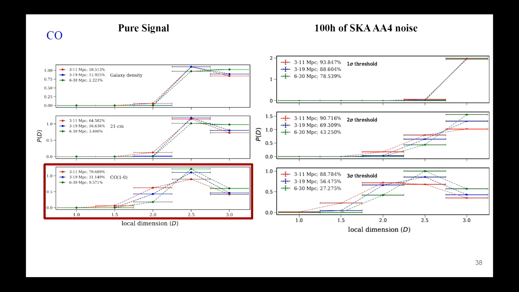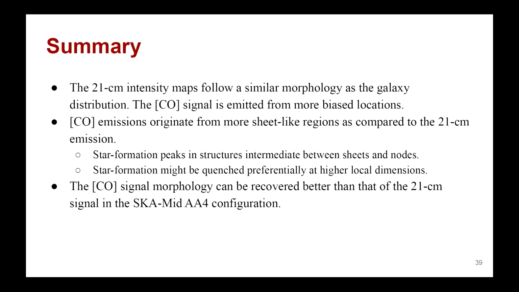The question that remains is why we see slightly different morphology in the case of CO and in the case of 21 centimeter. Probably the star formation rate might have quenched preferentially at higher local dimension, and probably it peaks at sheet-like structure. So with this I will stop here. CO will probably be detectable. If you use CO, you can probably do this morphological analysis using SKA, but probably not with 21 centimeter. Yeah, I will stop here.